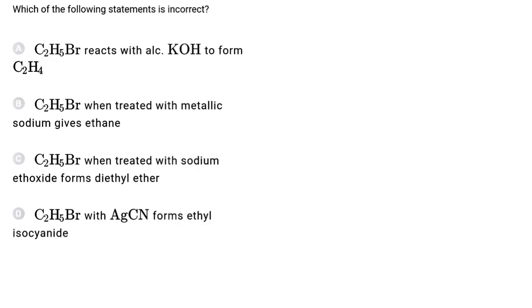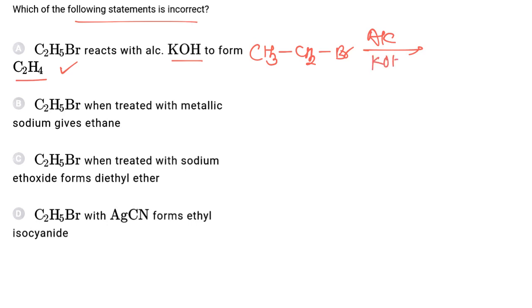In this question we have to find which of the following statements is incorrect. Ethyl bromide reacts with alcoholic KOH to form ethene. Now this is correct. When ethyl bromide is treated with alcoholic KOH, E2 elimination takes place, a dehydrohalogenation reaction, and ethene is formed as a product.